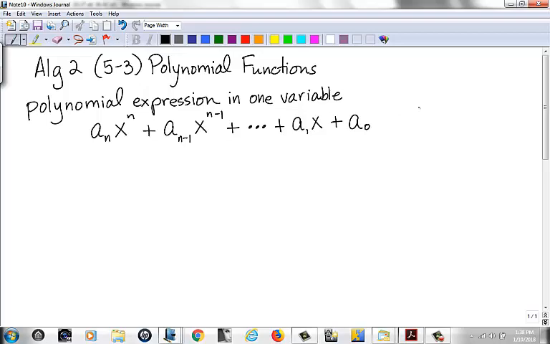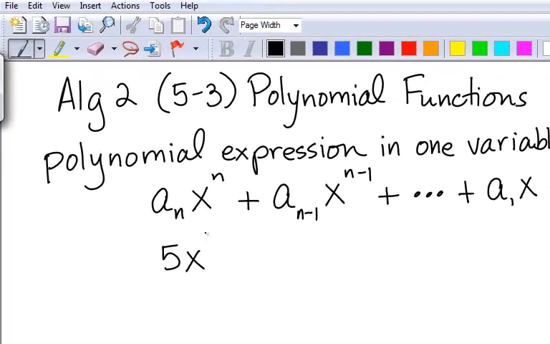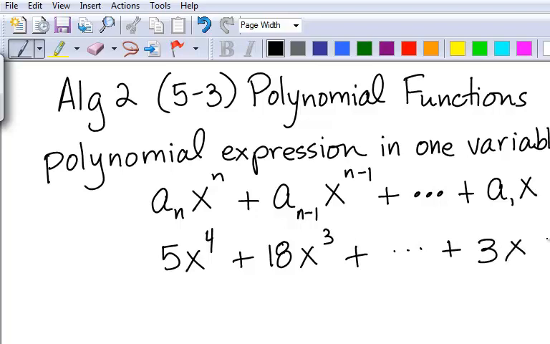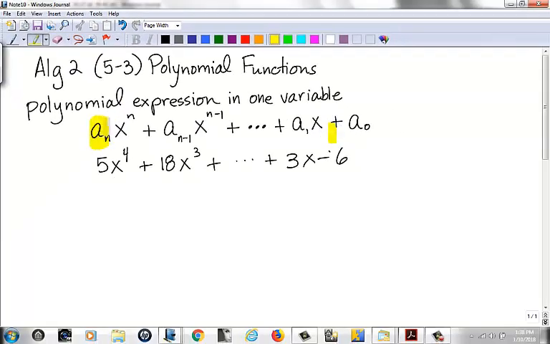So I could make up one and say this is like 5x to the 4th plus 18x to the 3rd plus, and then I leave out terms, and I'm just going to make up 3x minus 6. So that would be a polynomial expression, and I'd fill in all the terms in between. The a's in front represent coefficients. Okay, so all these a's represent the numbers in front.